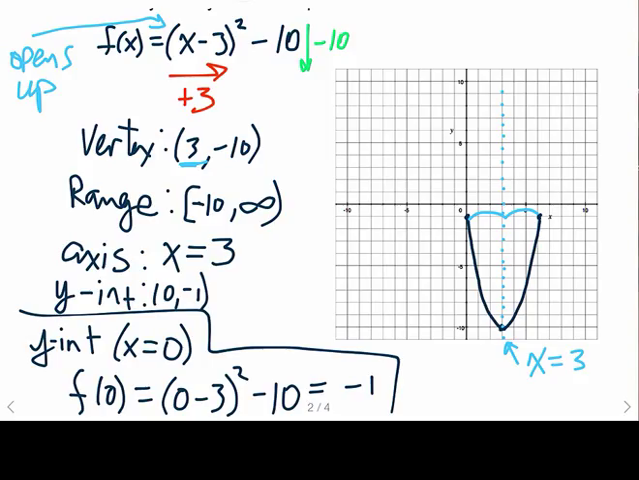There's a tendency folks have to just write down that the axis is 3. That's not right. 3 is a number. x = 3 is a line. The axis of symmetry should be written as a line.